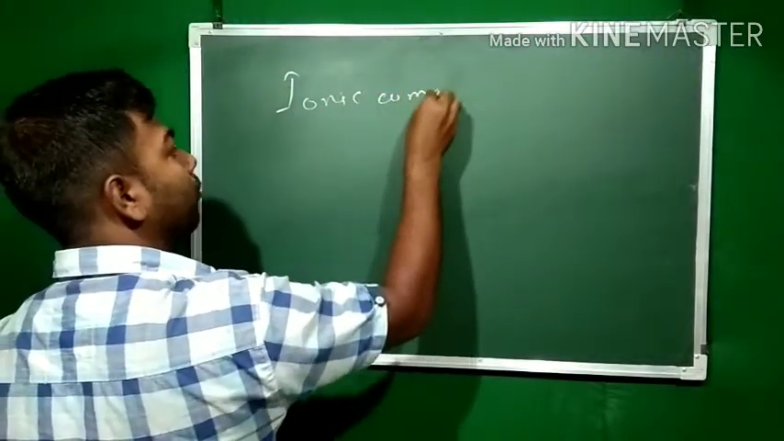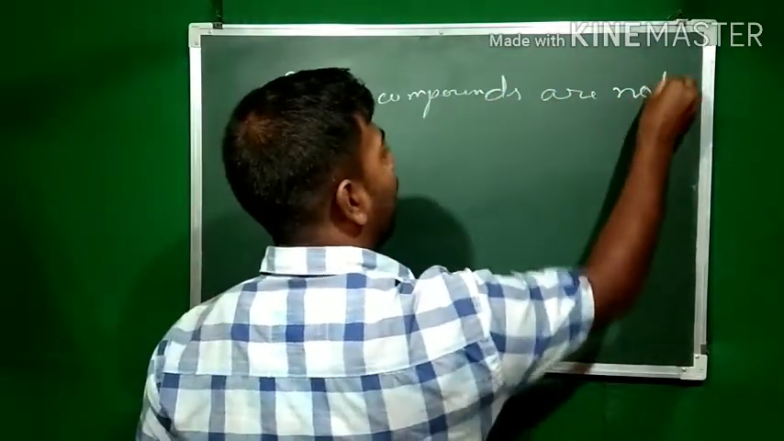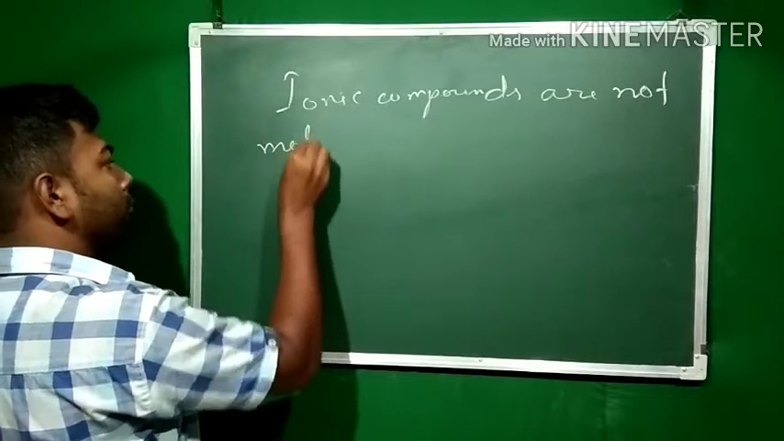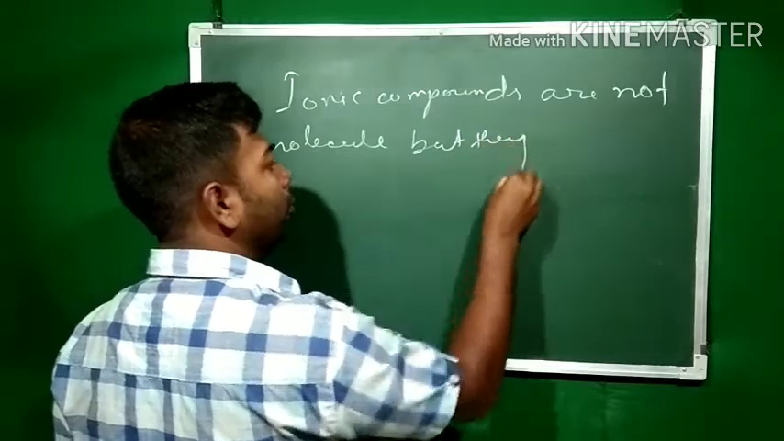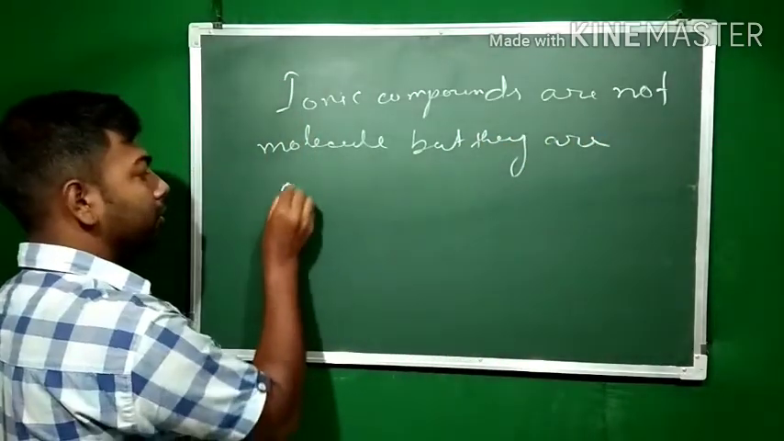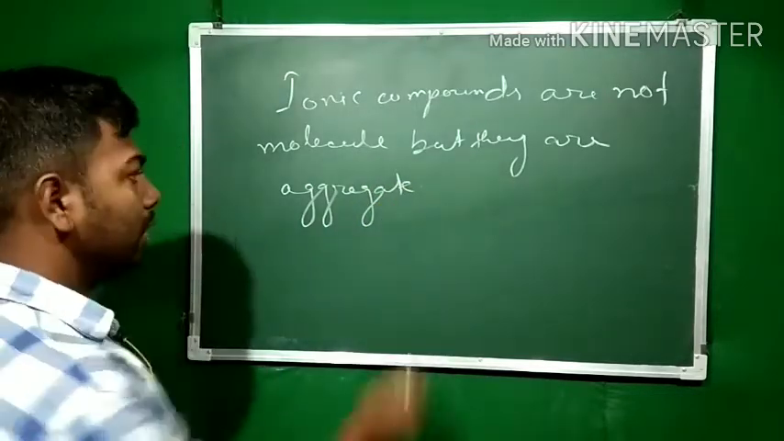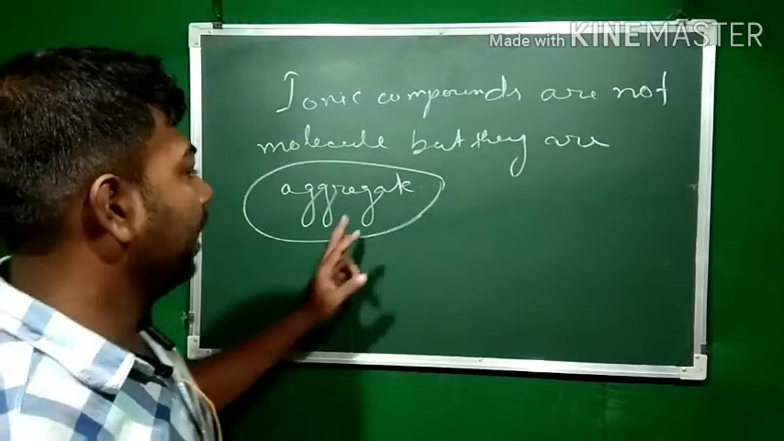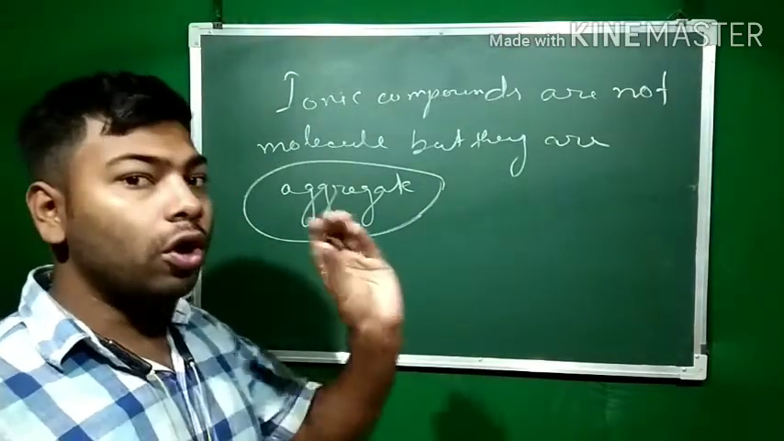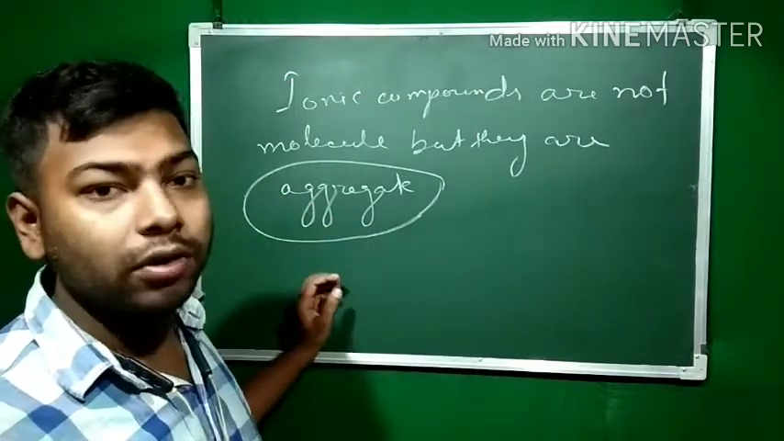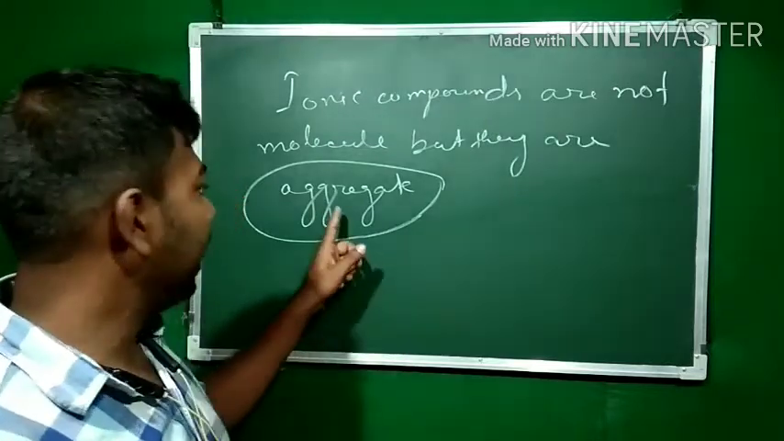Ionic compounds are not molecules, but they are aggregates. Aggregate is a new term. Aggregate means 2, 3, 5 or 50, 60 molecules of that particular ionic compound come close together and form a crystal, and these are aggregates.